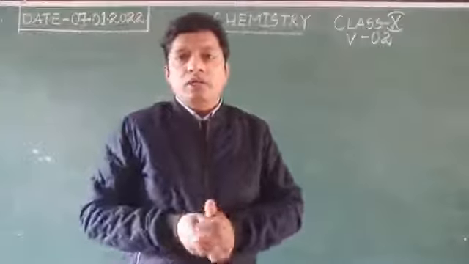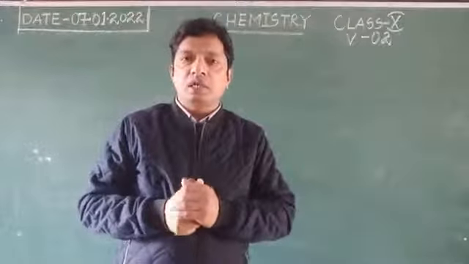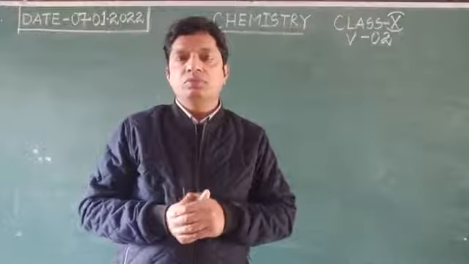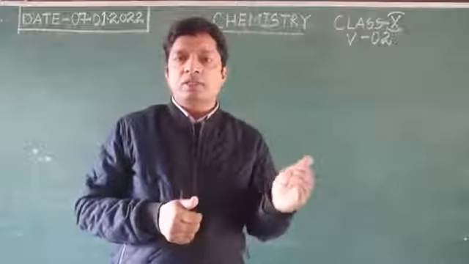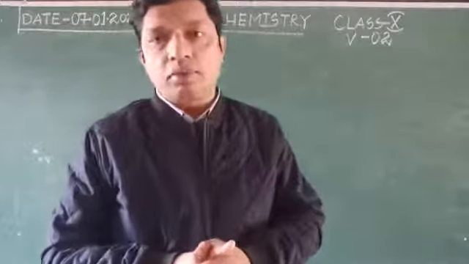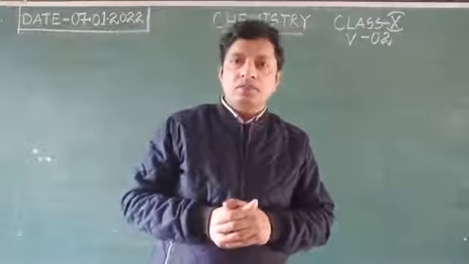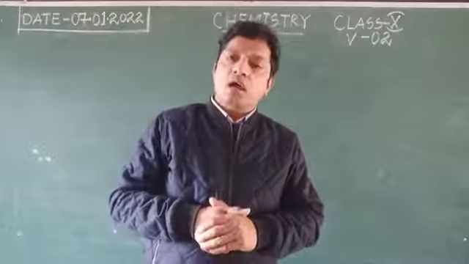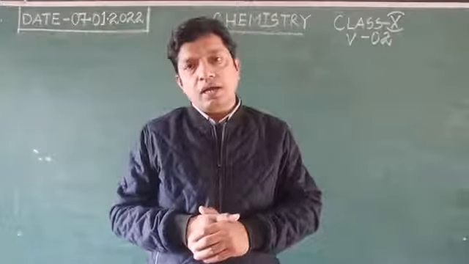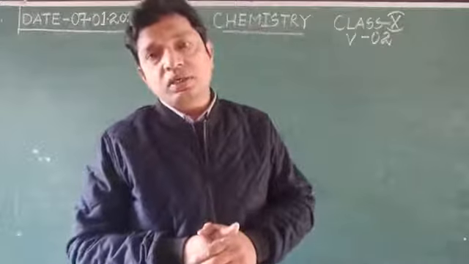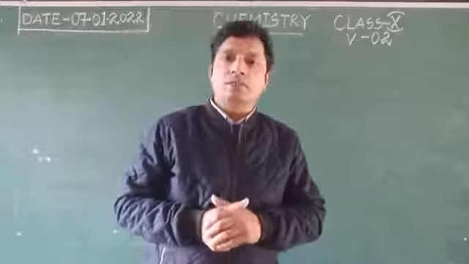Good morning class 10th. In the previous video we discussed the types of organic compounds. There are basically types of organic compound. The first one is hydrocarbons. The second one is haloalkanes. The third one is alcohol. The fourth one is aldehyde, the fifth one is ketones, and the sixth one is carboxylic acid.